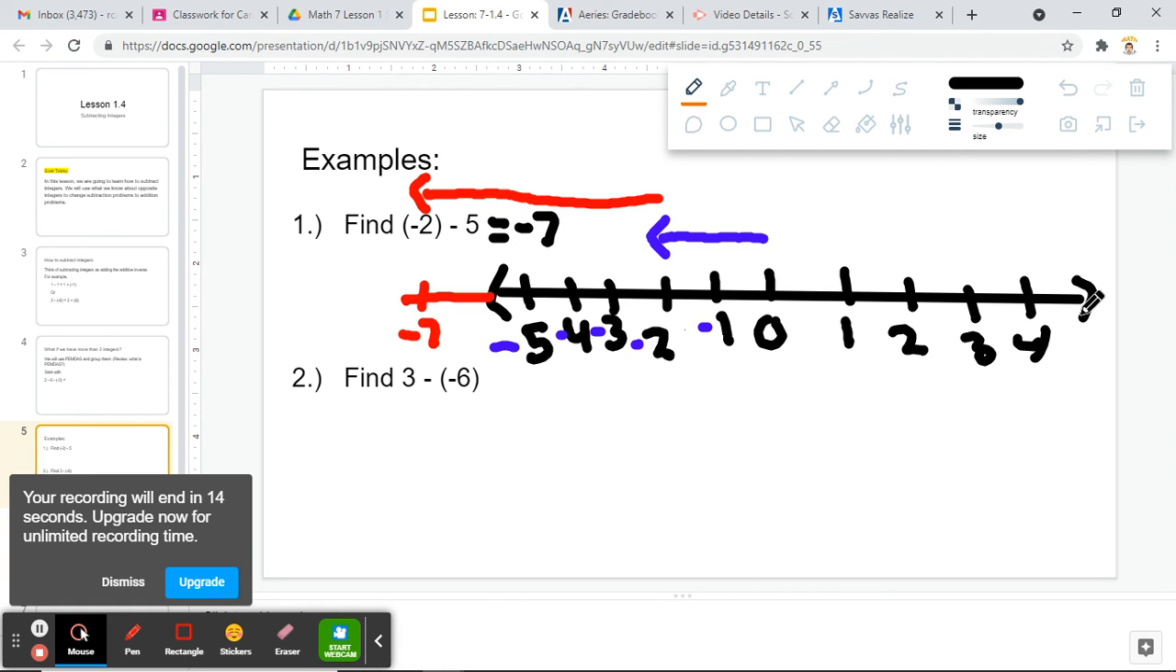If we were adding numbers there, which we'll see on the next one after I load up a new video here, we'll see that we move a different direction.